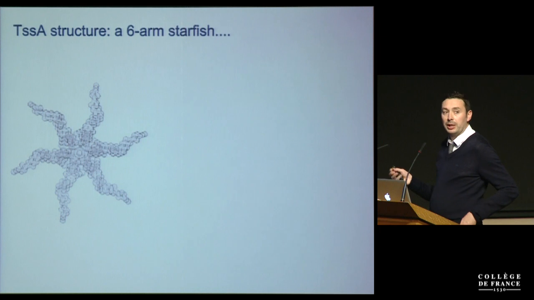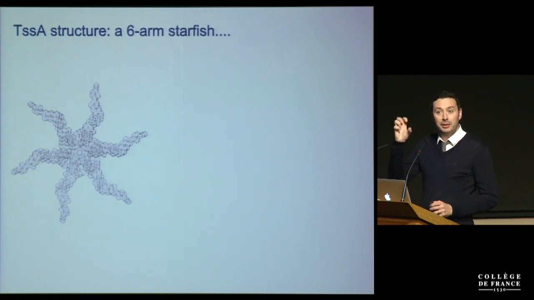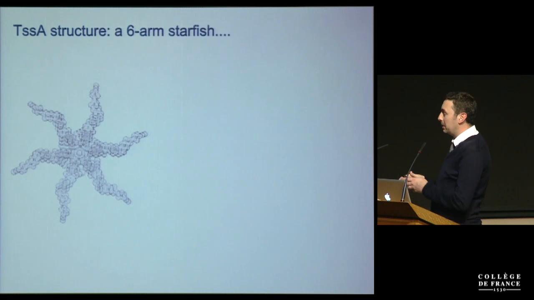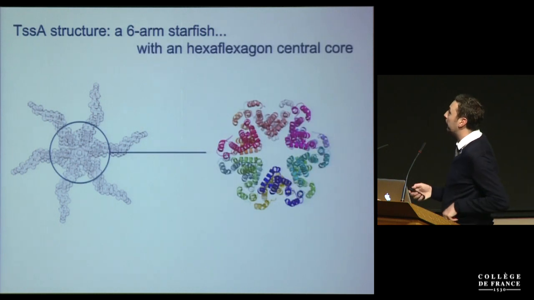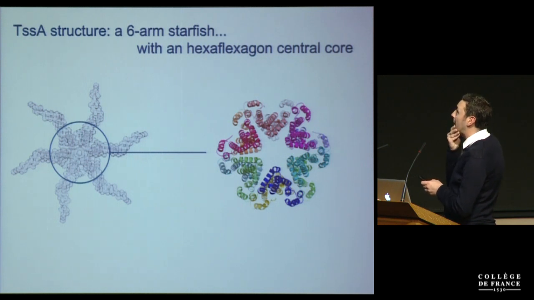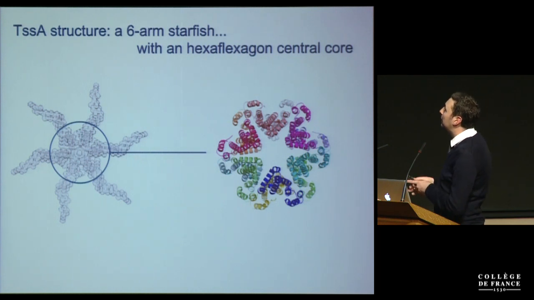So obviously it was very clear that this explains why we were not able to solve the structure of TSSA, because these arms here are very labile and they move very easily. So to do that, we just cut the arms here and just tried to purify the central core. And with the central core, we solved the structure. So the structure of the central core of TSSA is unique in all the database, and so it has what we call a hexaflexagon.